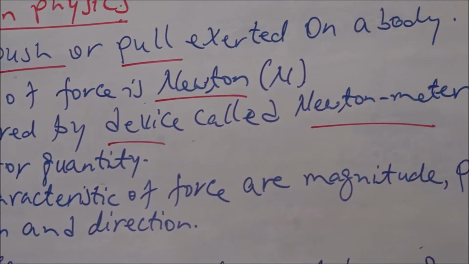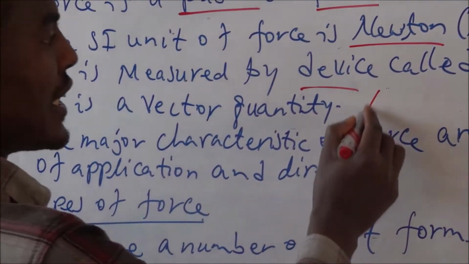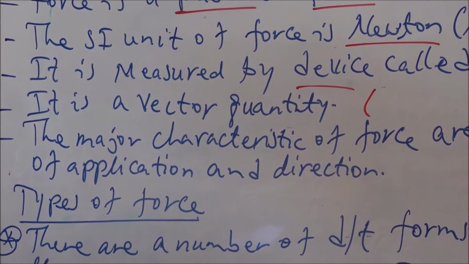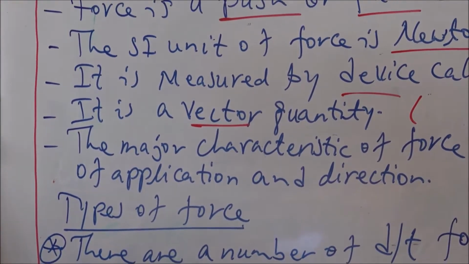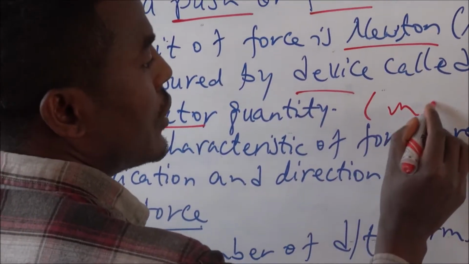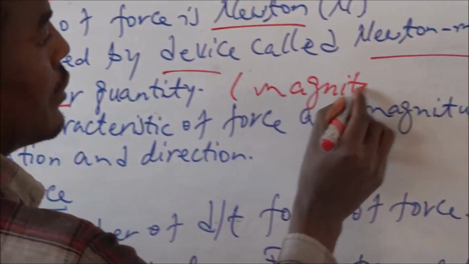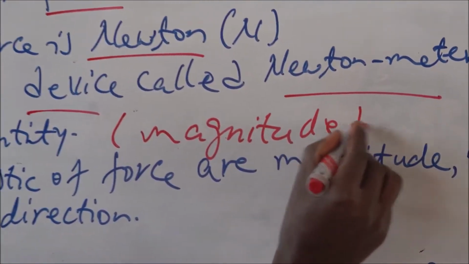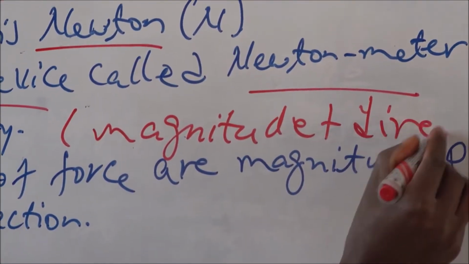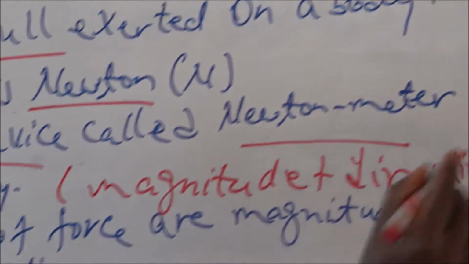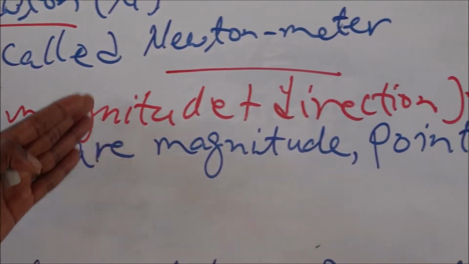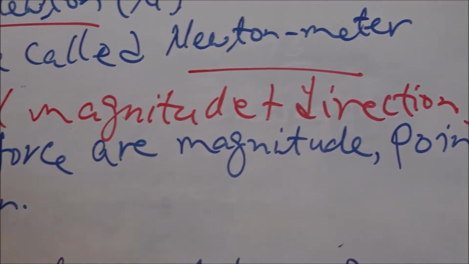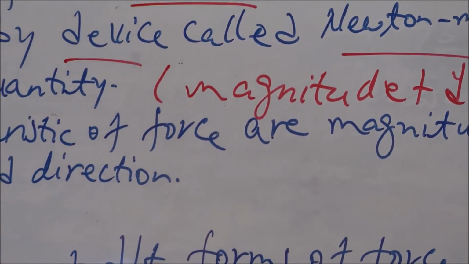The other point under force is that it is a vector physical quantity. You know vector. What does vector mean? A vector physical quantity means magnitude plus direction. Therefore, force is expressed by both magnitude and direction, so force is a vector physical quantity.